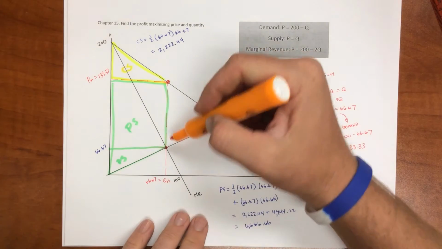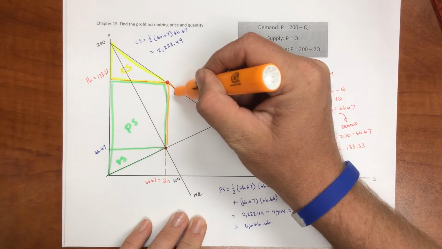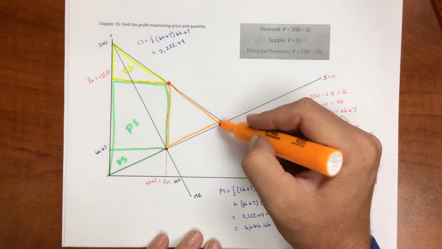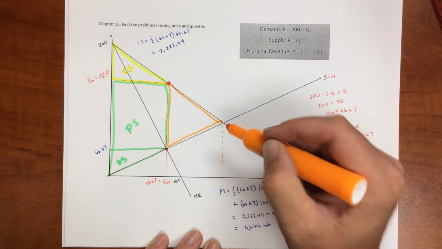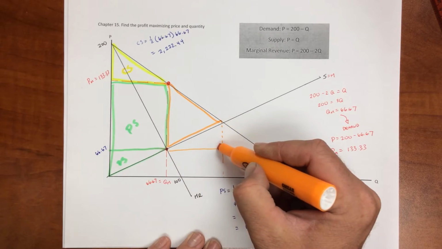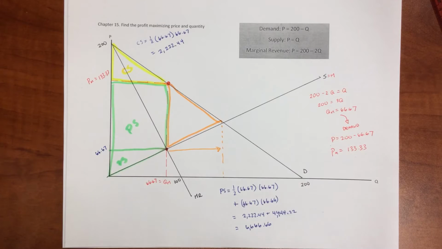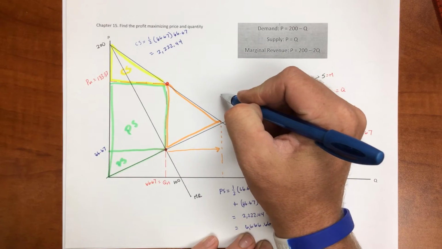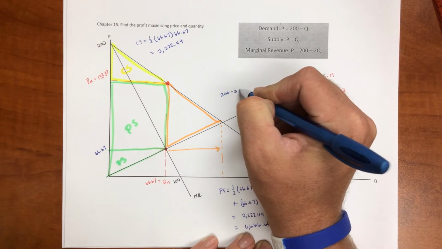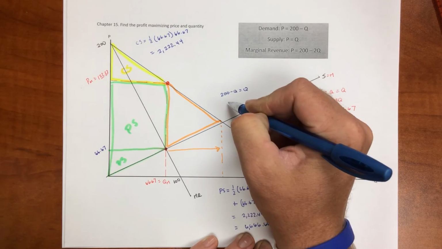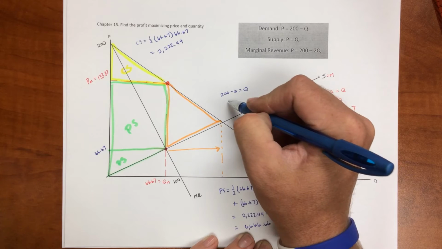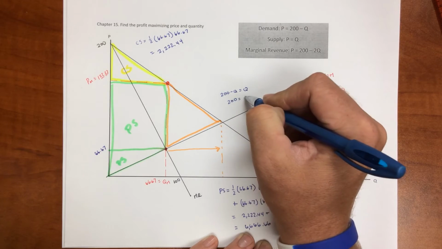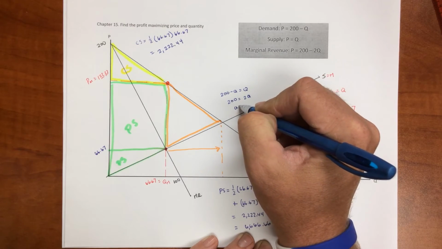And lastly, we can calculate deadweight loss right here. To calculate deadweight loss, we'll need to calculate this distance here. And to do that, we'll just set our supply equal to demand. So 200 minus Q is equal to Q, and 200 is equal to 2Q. Q is equal to 100.